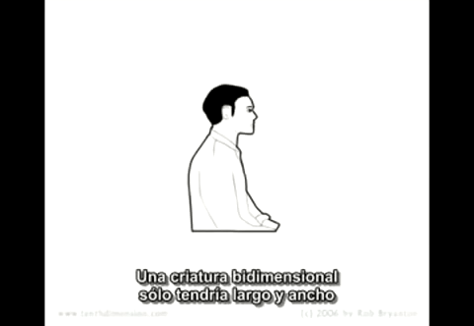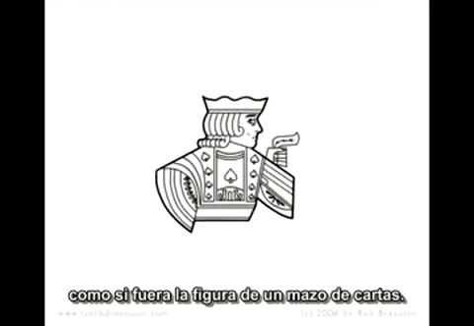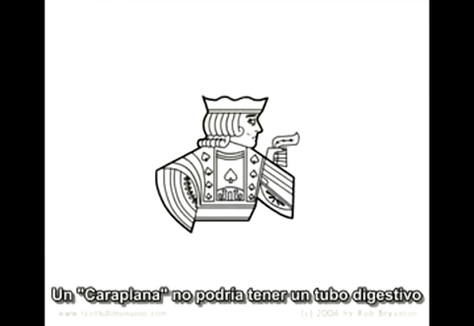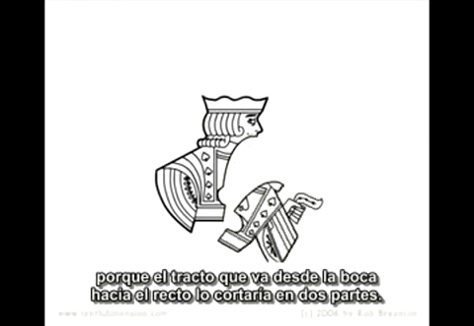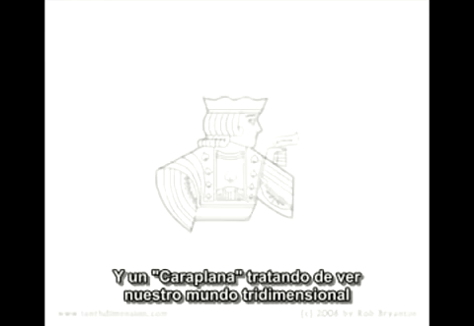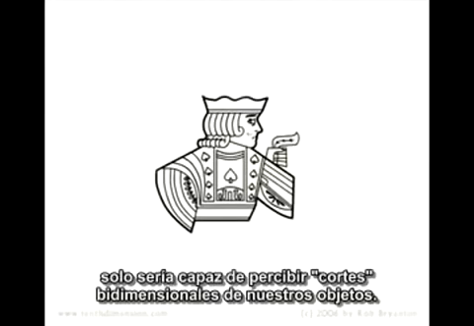A 2-dimensional creature would have only length and width, as if they were the royalty on an impossibly flat playing card. Picture this. A flatlander couldn't possibly have a digestive tract because the pipe from their mouth to their bottom would divide them into 2 pieces. And a flatlander trying to view our 3-dimensional world would only be able to perceive shapes in 2-dimensional cross-sections.